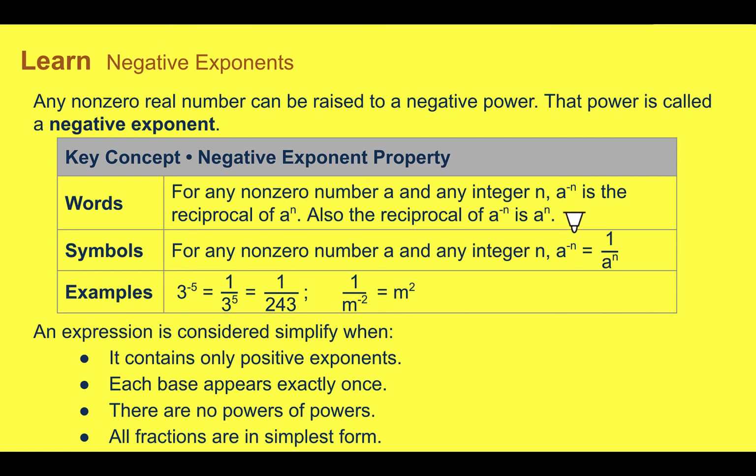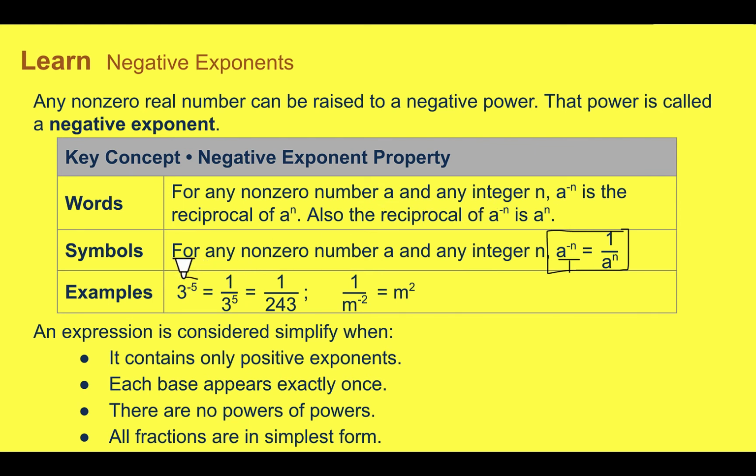What this is going to look like, you're going to see right here. We have a to the negative n. It's going to be the same as the reciprocal of a, so 1 over a to the positive n. Notice when we switch sides of the fraction, it changes its sign. So if it was negative on the top, it's going to be positive on the bottom. If it was negative on the bottom, it's going to be positive on the top. And that's going to be an important thing to remember.